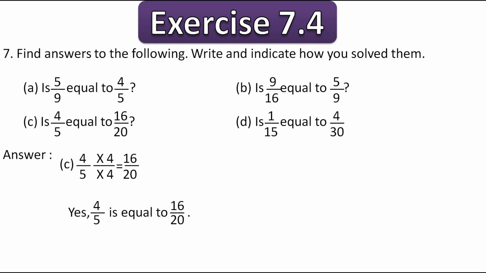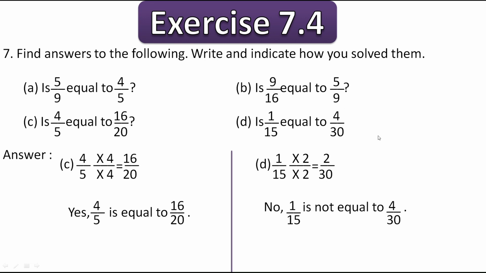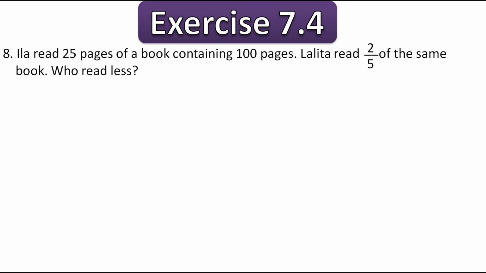Okay, now in this D one also we have the same, because see here 15 2s are 30, right? So we will multiply this first fraction with 2 to get the same denominator. 2 1s are 2, 15 2s are 30. But this 2 upon 30 is not equal to 4 upon 30 because the numerator is different. Therefore, these two fractions are not equal. Okay. Now let's move to the next one, that is the 8th one.